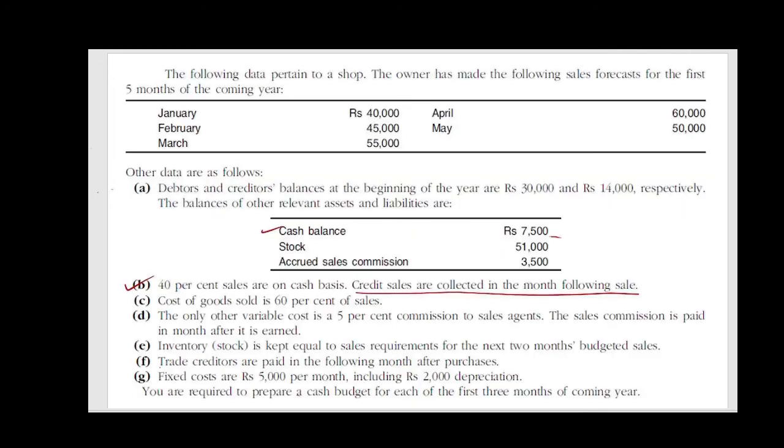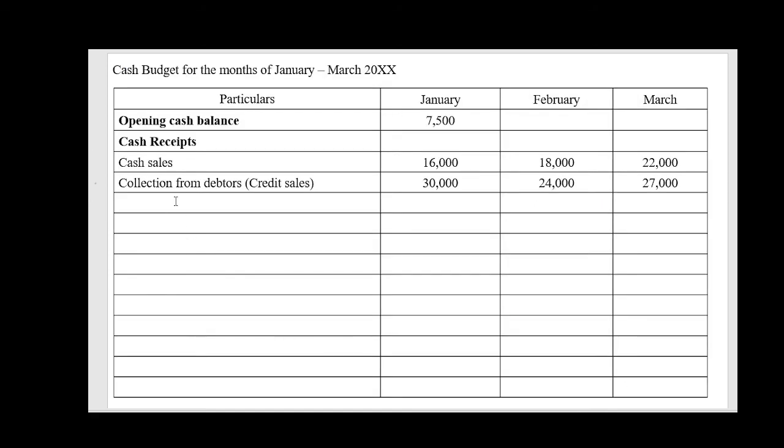Let us go back to the problem and see if there is any other information relating to cash receipts. All the adjustments are taken care of. There are no cash receipts mentioned. Okay. So if you add the opening cash balance and all the cash receipts, we will get the total cash available with the business.